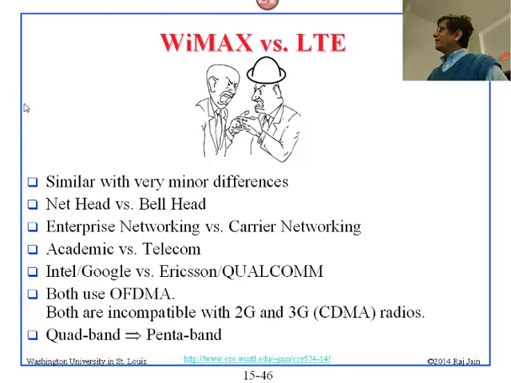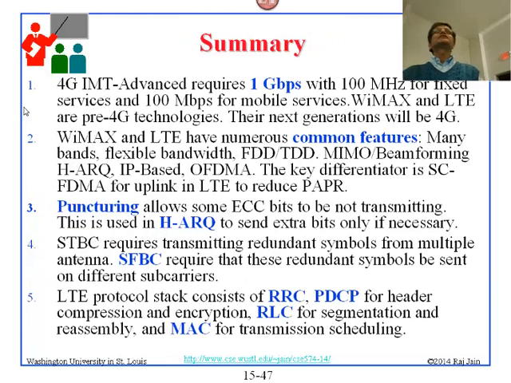Quad band versus pentaband. So basically, now they are moving to 5 bands. You buy a 4 band radio now because this LTE has a totally different band. So now you buy a pentaband radio. And so that's all. This is basically more of a commentary than information. So that brings us to the summary.